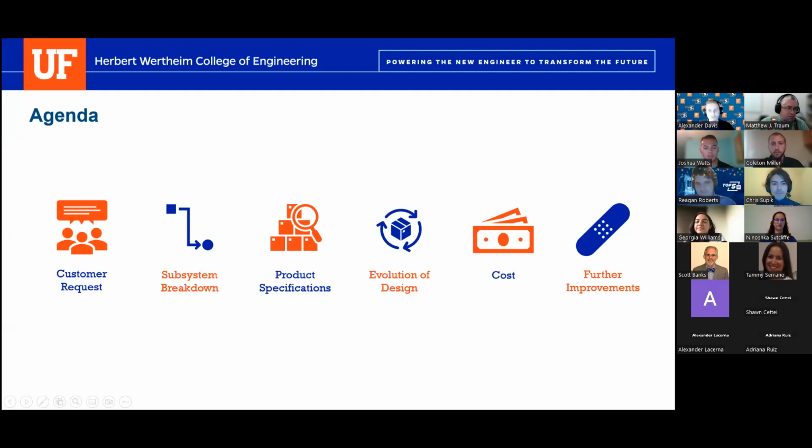Sweet. So now we'll go over the agenda about what we're going to discuss today. First, we will discuss the customer's initial request. Then we'll get into the design subsystem breakdown. After that, we'll get into our product specifications. Furthermore, we'll talk about the evolution of our design throughout the semester. Then we'll give you a cost breakdown and then our path for future improvements of our design.